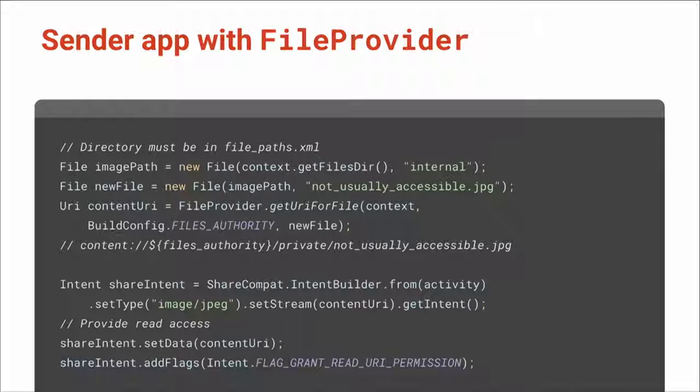Now, the important thing to note here is that the add flag of grant read only applies, in this case, to URIs we've set in setData. So if we leave out that line, our grant flag won't actually apply to any URIs. So it's really important that those things go together in almost all cases.